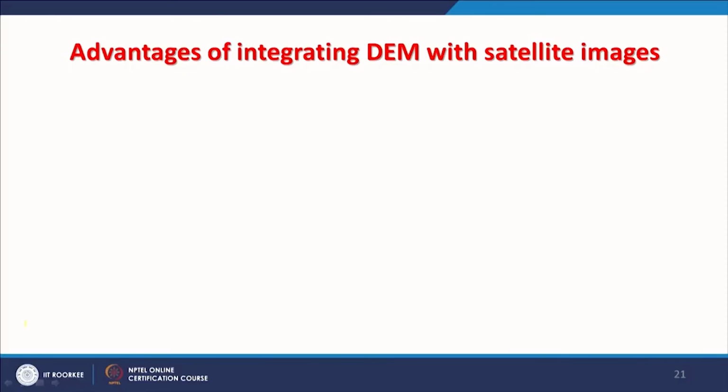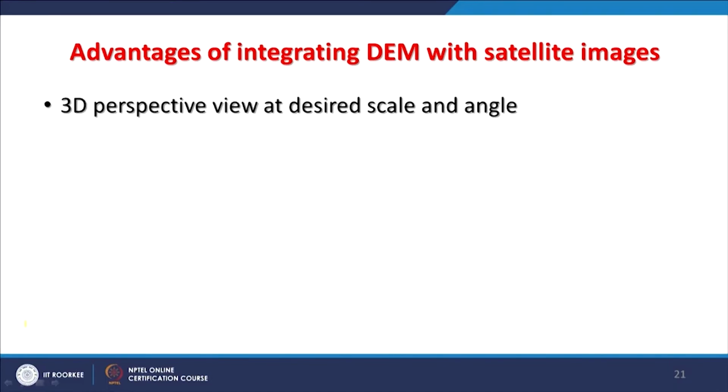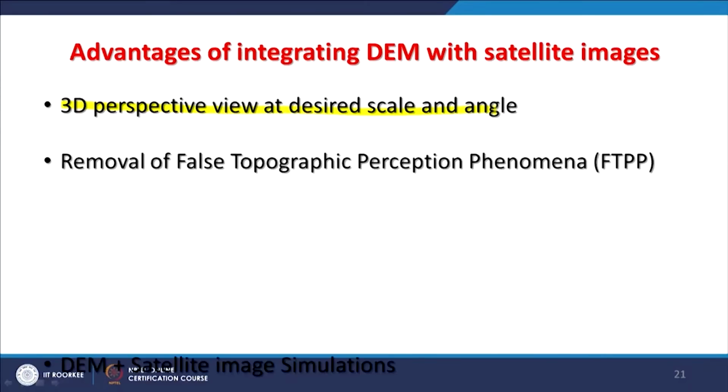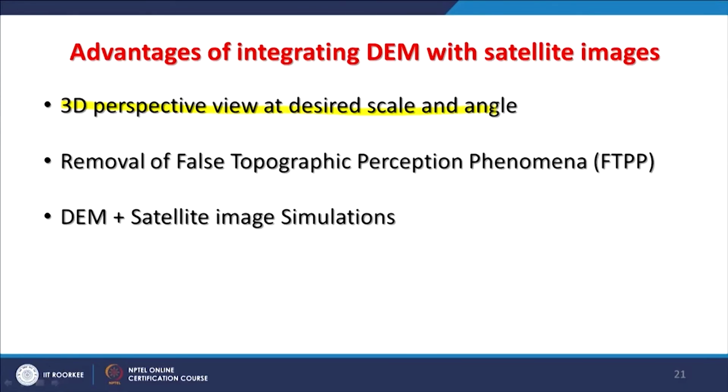So what are the advantages? Many advantages we have seen in between, but in a nutshell, the advantage is that you can create the 3D perspective view at desired scale and angle using a GIS platform, or if you do not want too much processing, initially you can start a feasibility study with Google Earth, and later on move further. Removal of false topographic perception phenomenon I have already discussed, and DEM and satellite image simulations and animations are possible.